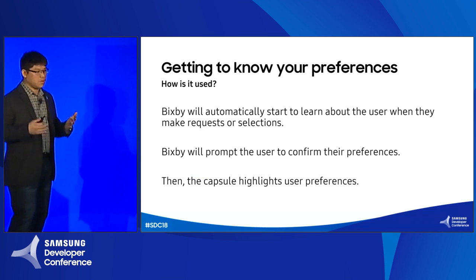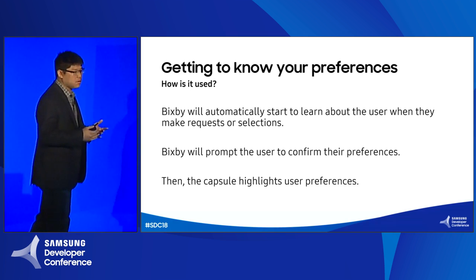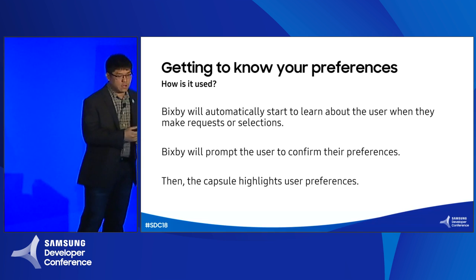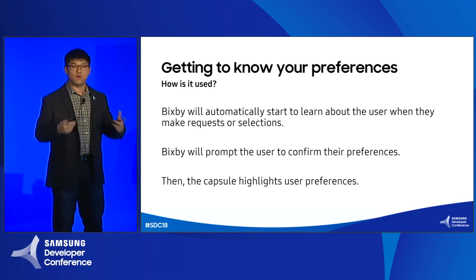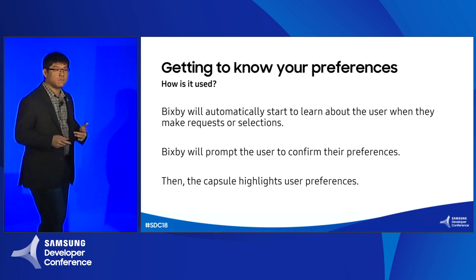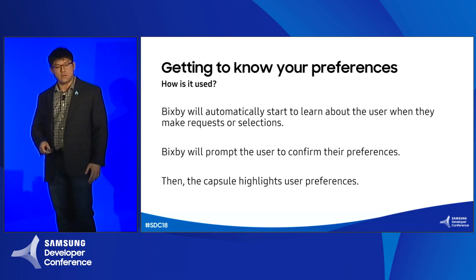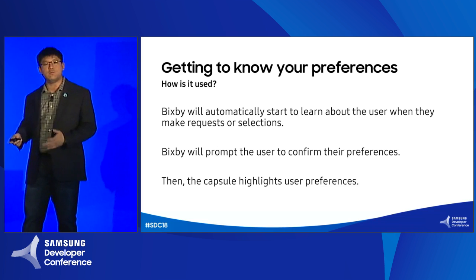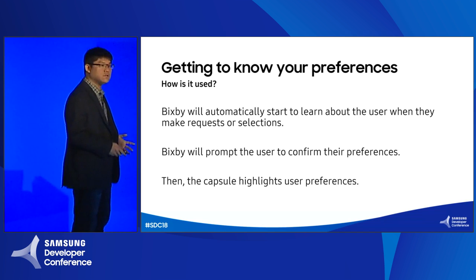So how does this preference learning work? Quick review. Bixby will start to learn automatically about the user when they make requests or selections. Like when I tap on a Europa, Bixby will learn that I might like Europa. But just because I looked at it doesn't mean I necessarily like it. Bixby will prompt the user to confirm their preferences in the home screen. Then only after that will that information be made available to your capsule. And it's to your capsule only. We take privacy very seriously.